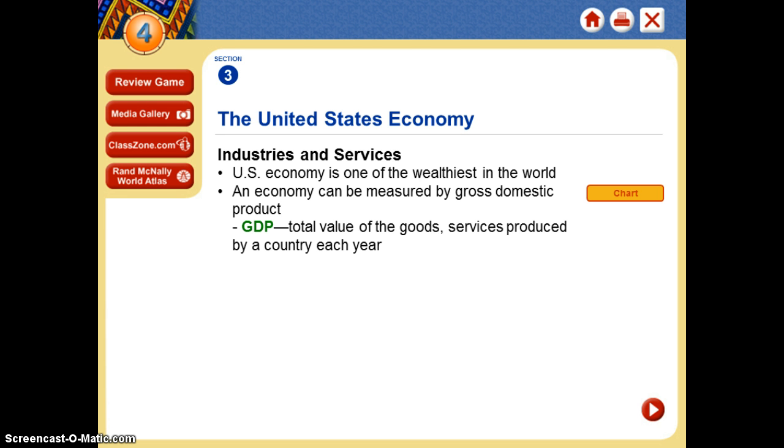All right, so how do we measure the economy as a whole? It can be measured quickly by gross domestic product. That is simply the total dollar amount of all goods and services that's produced in a country each year. And that is how economies are measured against one another, using gross domestic product to see whose economy is functioning at a higher level.